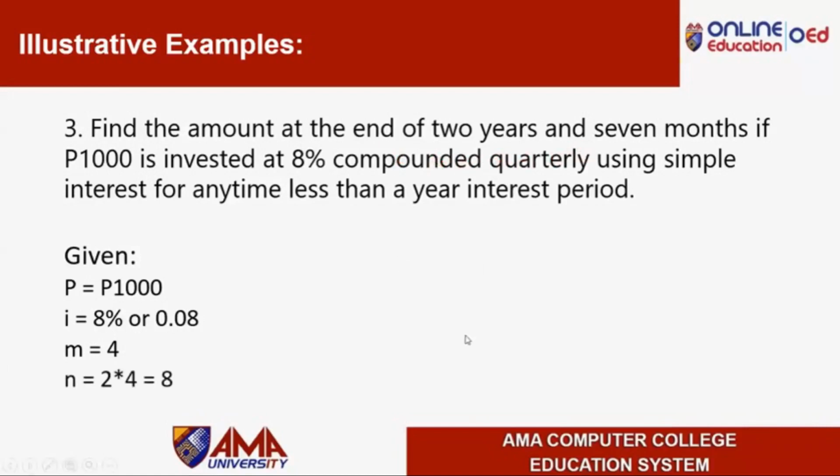And then your N is equal to 2 multiplied by 4, because it's 2 years multiplied by quarterly. So 2 years multiplied by quarterly is equal to 8.